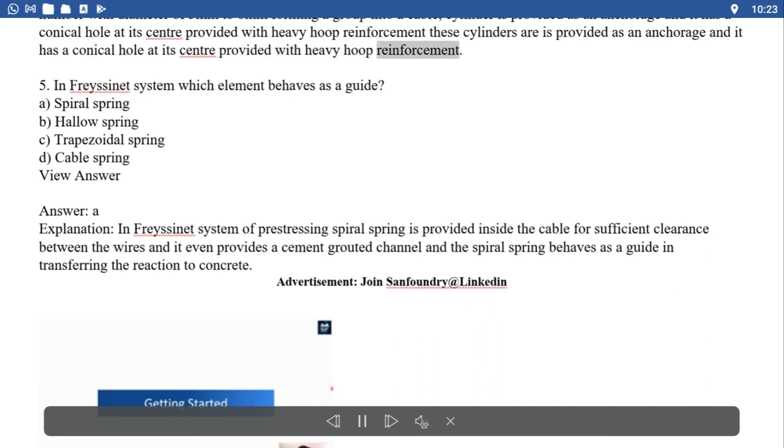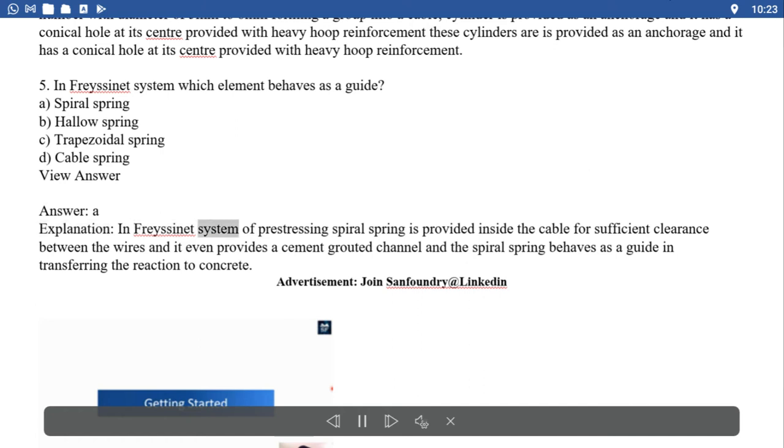5. In the Freyssinet system, which element behaves as a guide? A. Spiral spring. B. Hollow spring. C. Trapezoidal spring. D. Cable spring. Answer. Answer A.